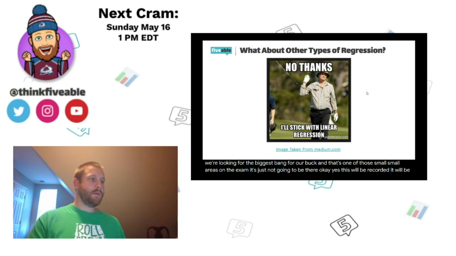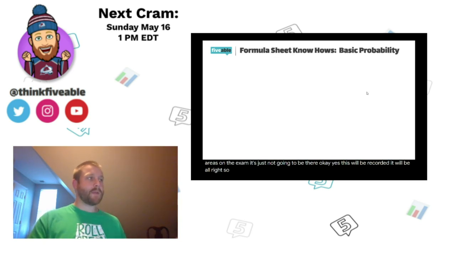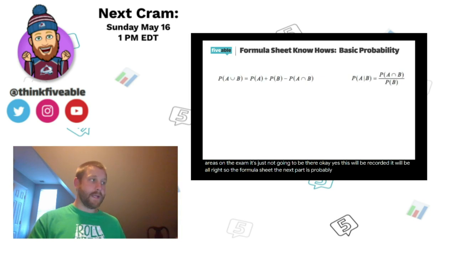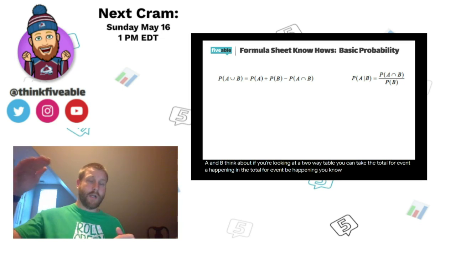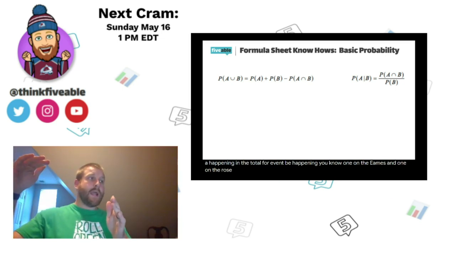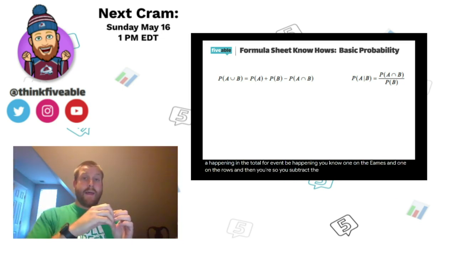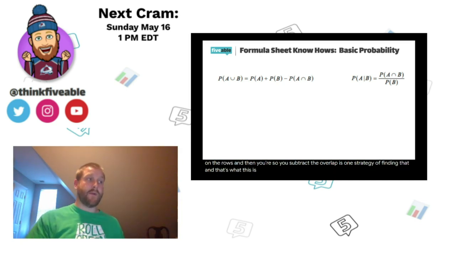It will be. All right, so the formula sheet, the next part is probability. Okay, remember the U means union, so it also means or. So if you're trying to find an or probability, you can take the probability of A and add it with the probability of B, and then subtract the probability of A and B. Think about if you're looking at a two-way table, you can take the total for event A happening and the total for event B happening, one on the columns and one on the rows, and then you subtract the overlap as one strategy of finding that, and that's what this is coming from, that subtraction.